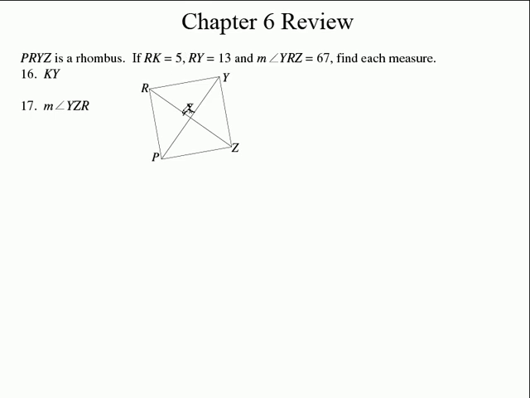It says RK is 5, so this is RK. We'll make that 5. RY, which is right here, which is 13, and we're trying to solve for KY. KY is this. Let's just call it X, just to make it easy. Now, if you take a look at this, it's a right triangle. It looks something like that. So there's 5 and there's 13, and you have to find what this is.